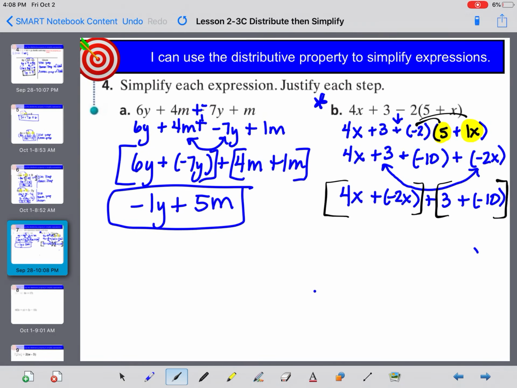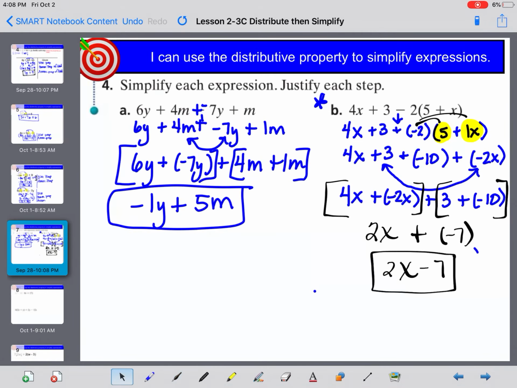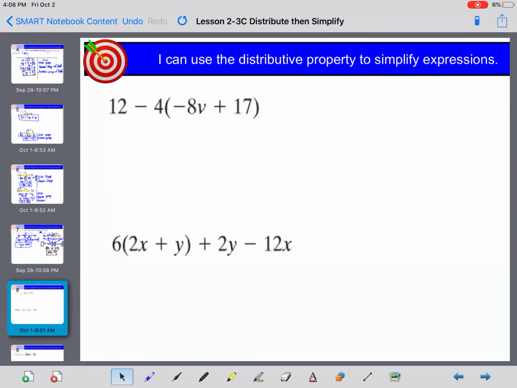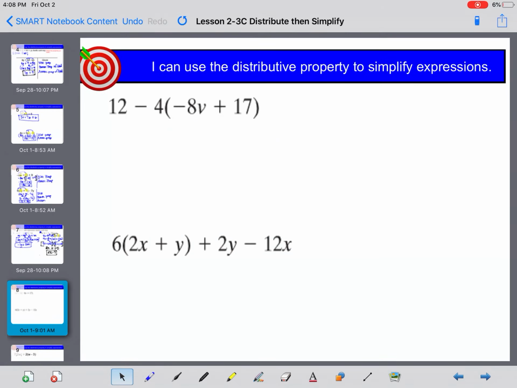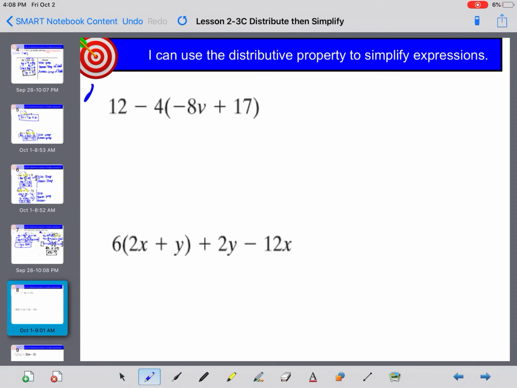4x minus 2x is 2x when I combine those. And then 3 plus -10 is -7. You could leave it there, or you could write it as -2x minus 7. Make sure you understand how to do that problem. Okay, here are some other problems very similar. This is another one. Whoops. This is another one like you'll see on your test where it's got a minus sign.